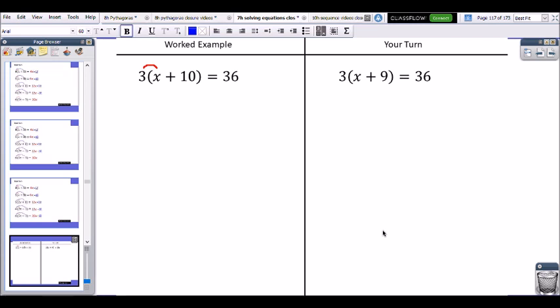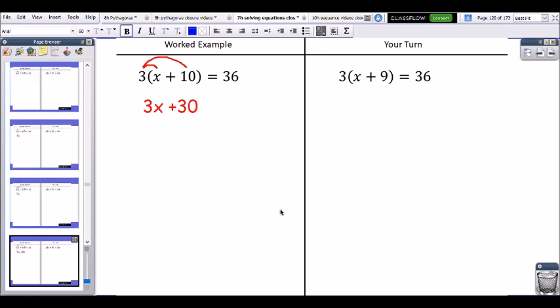So let's see where this all fits in terms of solving equations. My first equation to solve is 3 lots of x plus 10 gives me 36. So if I've got some number, add 10 to it and then times it by 3, my answer is 36. Let's see if we can figure out what that missing number is. Let's figure out what x is. First of all, I'm going to expand the brackets. 3 lots of x gives me 3x. 3 lots of 10 gives me positive 30. And that all is equal to 36.